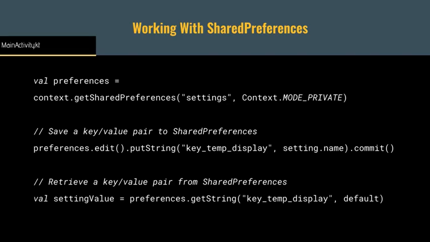That commit call is what's going to actually save out all of those key value pairs to the local settings file. Now to retrieve a value, we can say preferences.getString and pass in our key, and it'll go into that file and look for whatever value is there. If it doesn't find that value, we can specify a default so that we have some default returned to us and know that we have something to work off of.